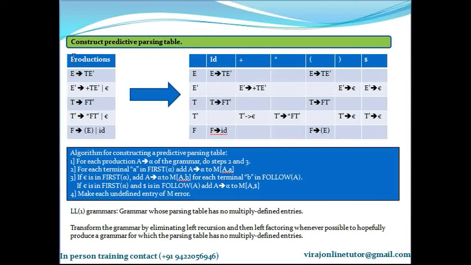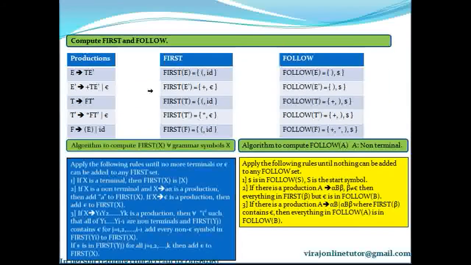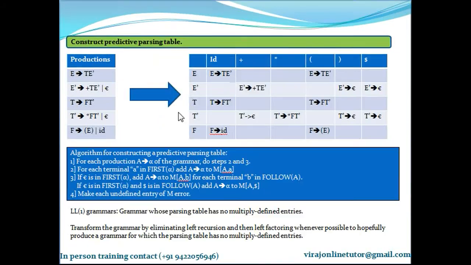See, you compute first of right hand side. What is first of right hand side? This is of the Y1 Y2 format. So first of T is open bracket and ID. We came to know from here. First of T is open bracket and ID. So at open bracket and at ID, just copy this production as it is. Then go to the next one.